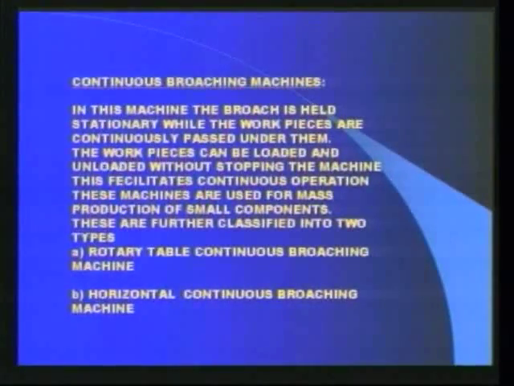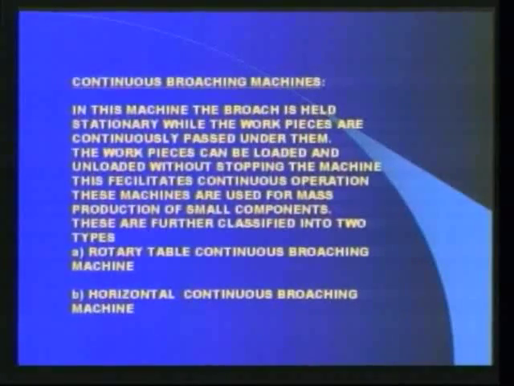Now we discuss about continuous broaching machines or special broaching machines. In continuous broaching machines, the broach is held stationary while the work pieces are continuously passed under them. In these machines, the workpieces are loaded and unloaded without stopping the machine. This facilitates continuous operation. These machines are used for mass production of small components.